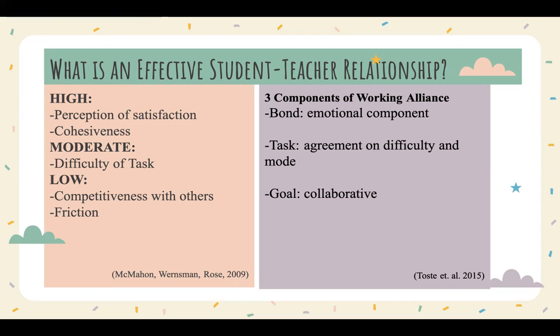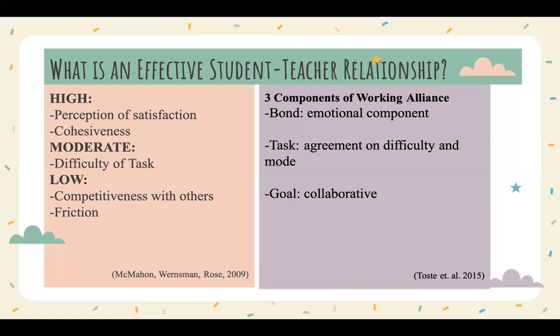You want moderate difficulty of task that connects to wanting to find your students' zone of proximal development. You want the tasks that you give them to be challenging enough that they are pushing themselves and that they're learning, but not overly challenging so that they shut down and their self-efficacy drops and they just get very anxious and angry in your classroom. You want to find that sweet spot. And then you want low competitiveness with others and friction. You don't want students to feel like they're fighting against each other.